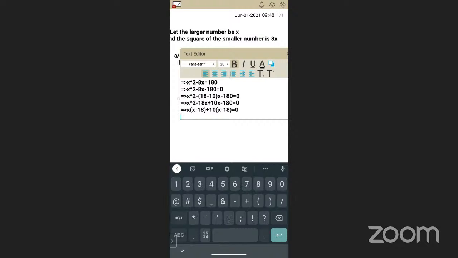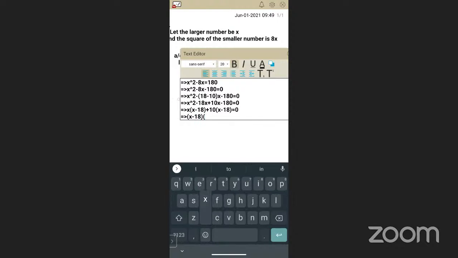So I will write implies, and in bracket x minus 18 as common, and what are the remaining things? x, minus, sorry, not minus, it will be plus 10, because plus 10 I am getting, isn't it right? So equals to 0 I will write.